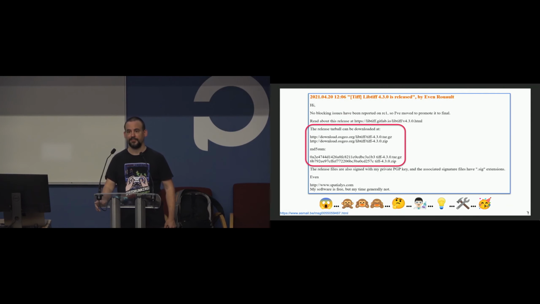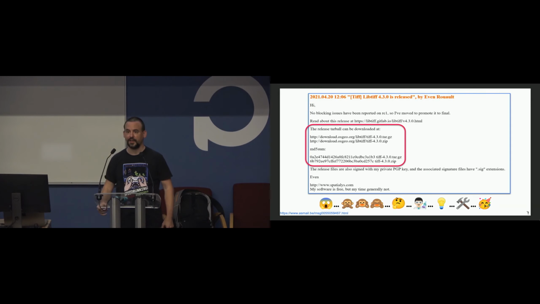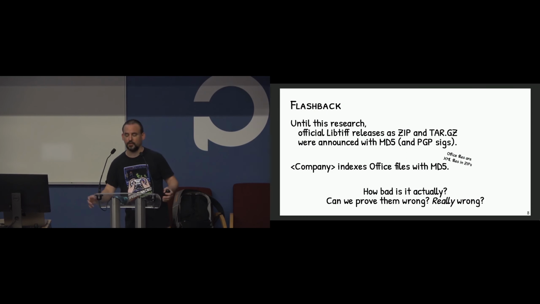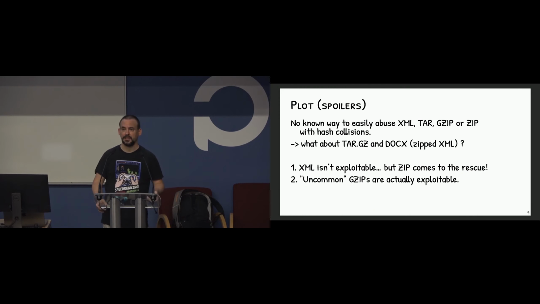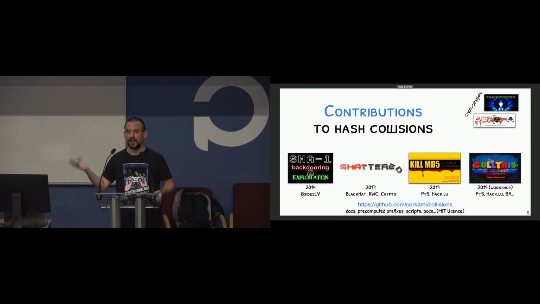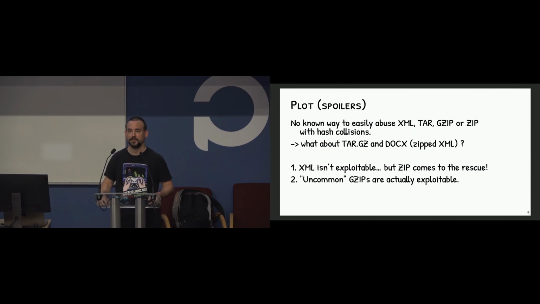And yeah, so let's start with no bullshit. Basically, the release of libtiff tar.gz gzip were announced with MD5, and also there is some European agency that was supposedly indexing Office files with MD5. So how bad is it actually, and can we prove them wrong, and like really wrong? Especially because formats like XML, tar, gzip, or zip are very hard or impossible to exploit with hash collisions generically. So it felt like it was impossible, which is exactly what I thought a few years ago at the end of the talk, Kill MD5: that these formats wouldn't be exploitable, and it turned out they actually are, but it was a bit tricky, which is the whole goal of this talk, so that's why the spoilers.